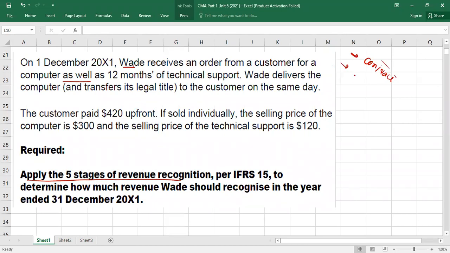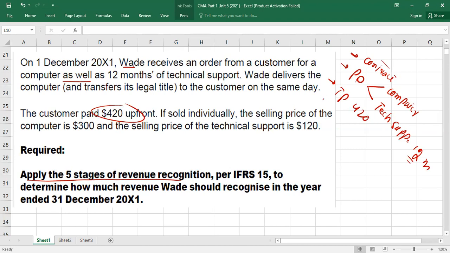Step number 2 was what? You have to identify the performance obligations. And how many performance obligations are there? 2. One is to deliver the computer and the second is to deliver the technical support. Technical support for how many years? For 12 months. I would say for 1 year. Step number 3 is what? Determine the transaction price, the sale price. And the sale price is given. How much? $420.